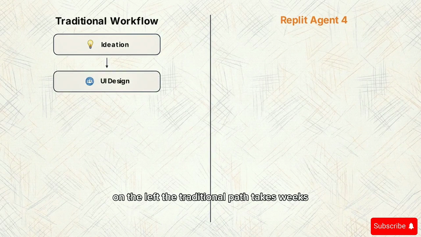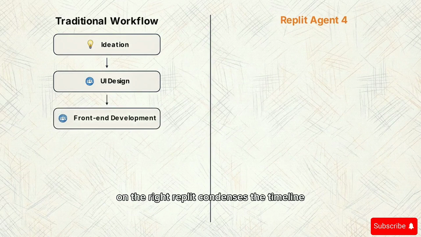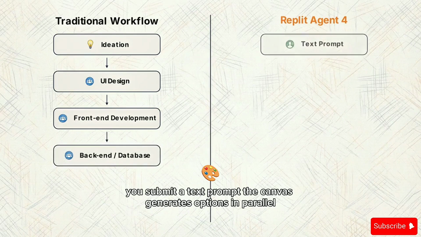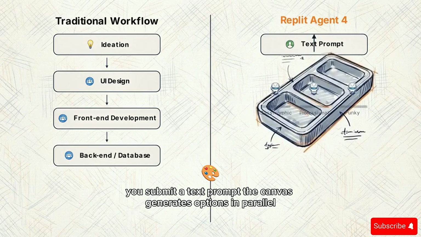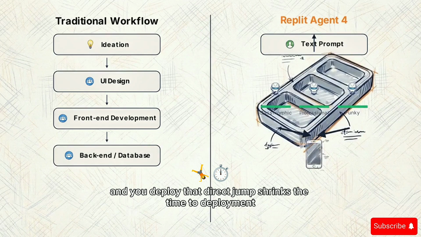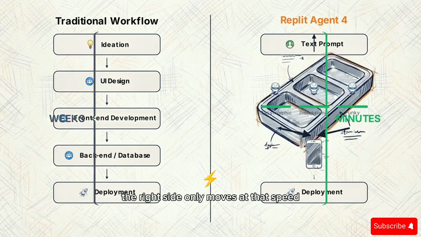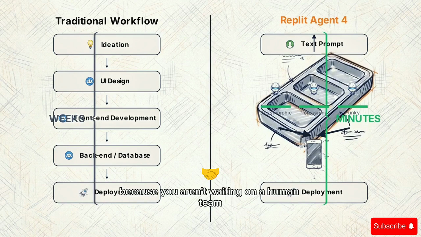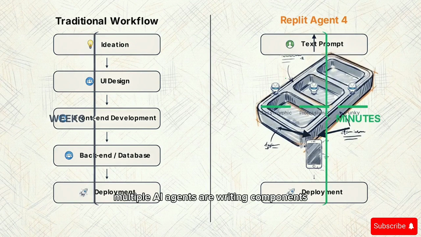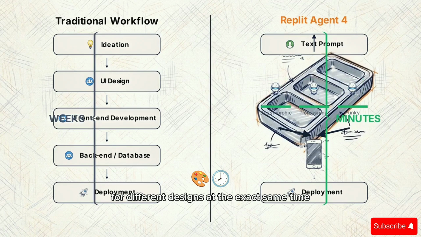On the left, the traditional path takes weeks. On the right, Replit condenses the timeline. You submit a text prompt, the canvas generates options in parallel, and you deploy. That direct jump shrinks the time to deployment from a multi-week grind to mere minutes. The right side only moves at that speed because you aren't waiting on a human team. Multiple AI agents are writing components for different designs at the exact same time.